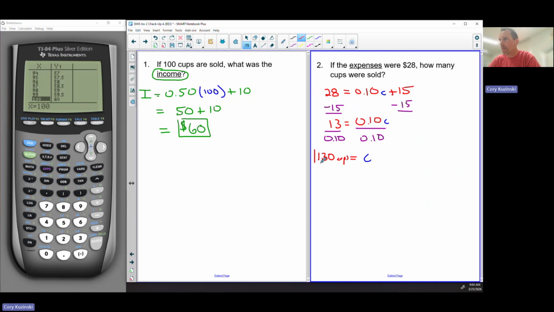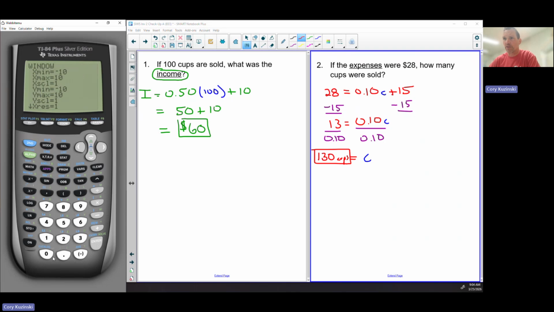There we go. And I guess we could do that with an equation in our calculator's table too. Let's go 0.10x plus 15. Let's go check this table and we'll go down to 130 cups and we'll see if our expenses are $28. Yep, there they are. So there's another way to do it.